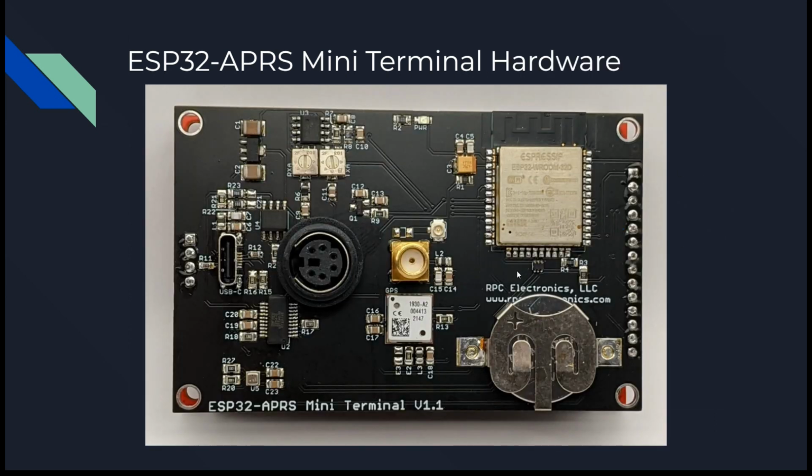So here's the hardware from the back side. You can see that it has the same ESP32 processor. It has a mini DIN connector for the radio interface. We did go to the USB-C on this as well, and there is an SMA connector there for the GPS. And then we also included the CR2032 backup battery for the GPS so that we get very quick lock from a cold start.